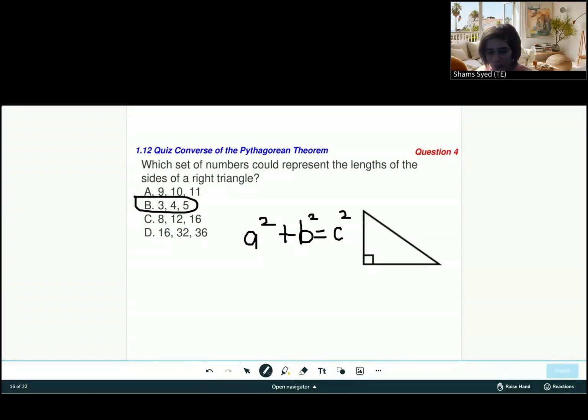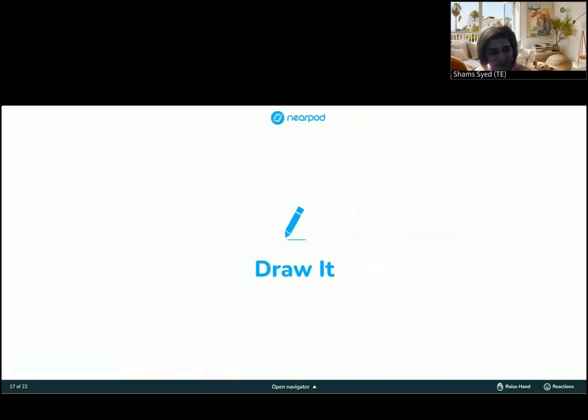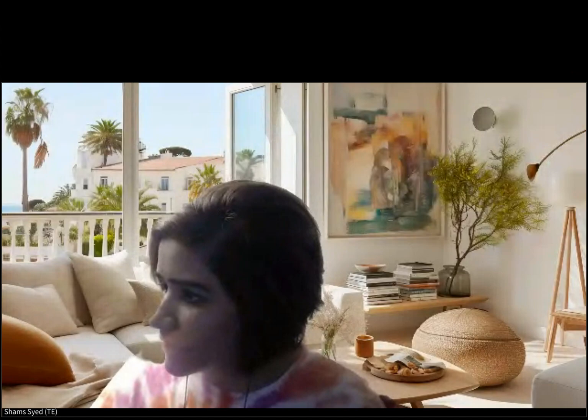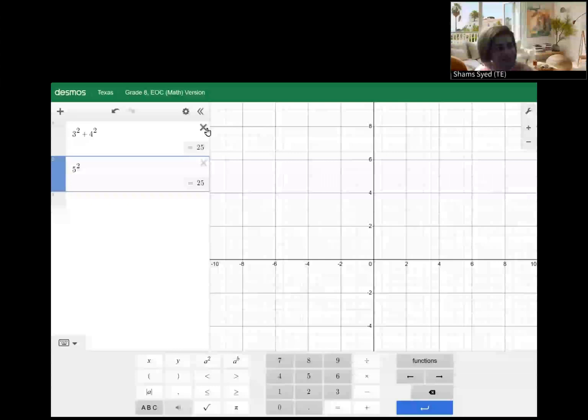Let's move on to the next variety of question 4. 7, 24, and 25. Put that in the calculator like this: 7 squared plus 24 squared. Find the answer. Does that equal 25 squared? Let's check it out. We'll go to the calculator again. We'll put in the numbers and try it out.